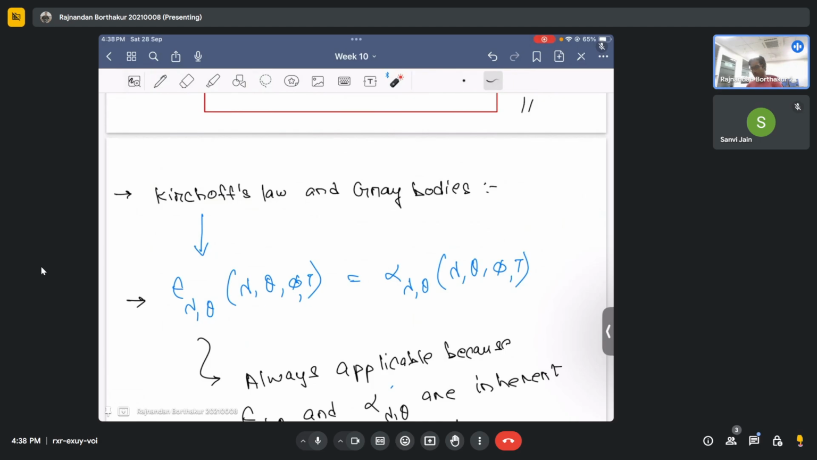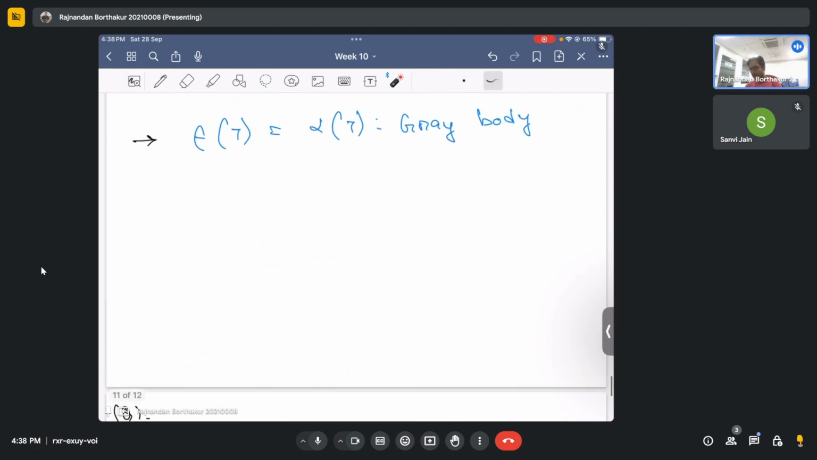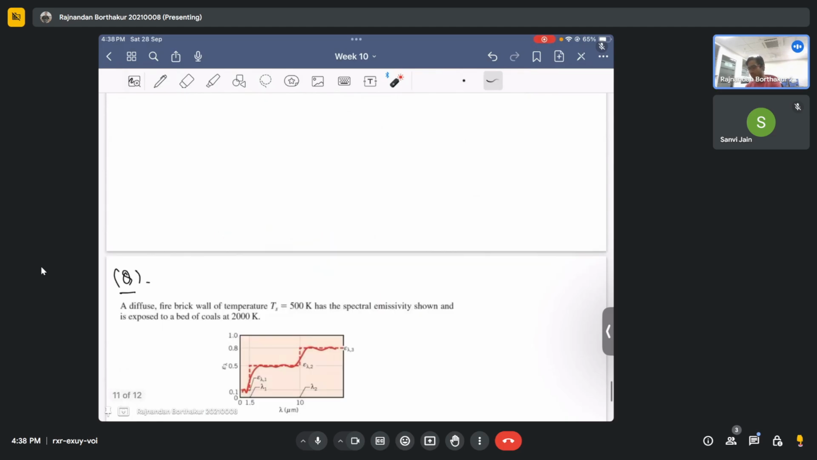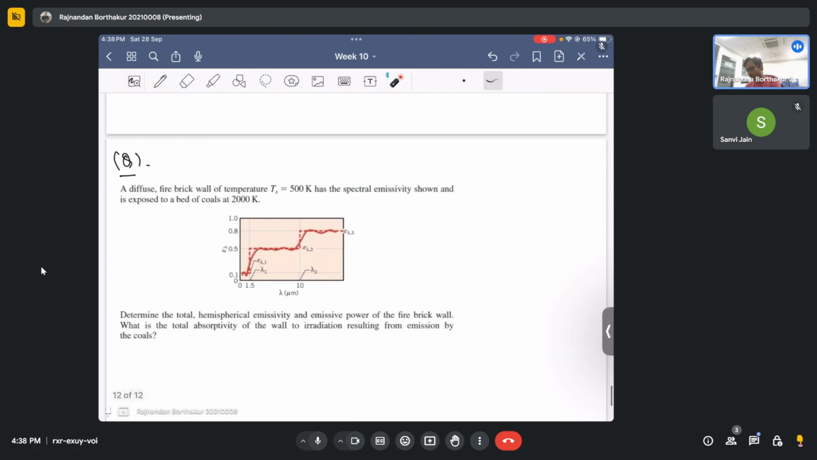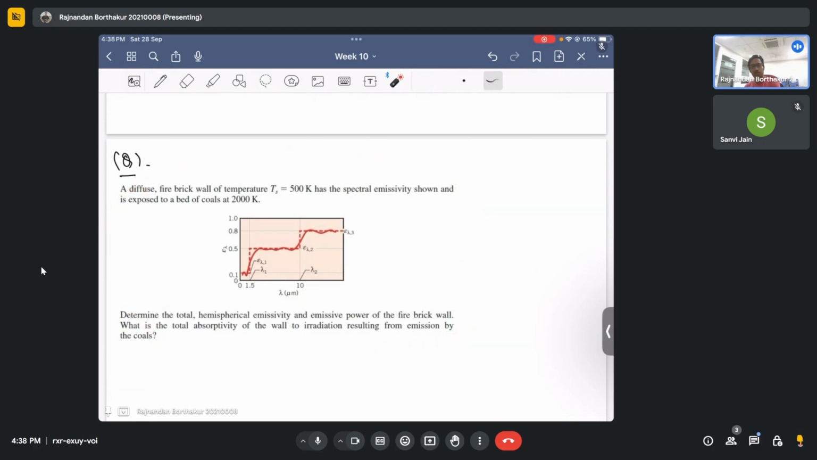I'll end the discussion here and we'll proceed. There is one problem. Essentially, this problem is similar to the problem that we already solved. I'll not discuss it now because we don't have enough time, but you can try this problem out. I have taken this problem from the book by Incropera. I think it's in the first chapter of radiation, so you can see this problem.